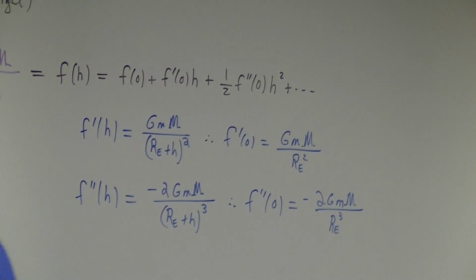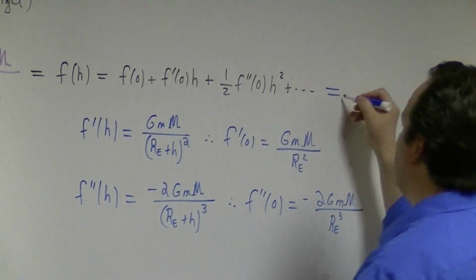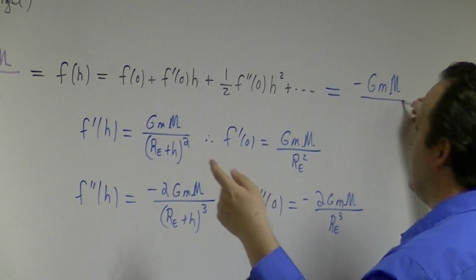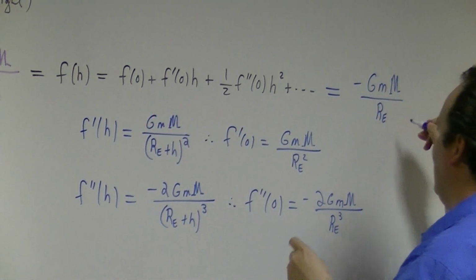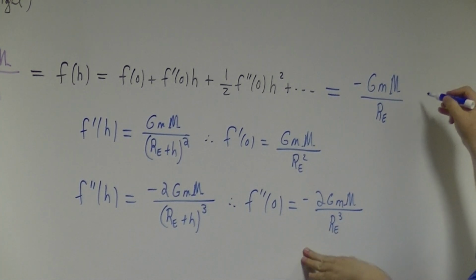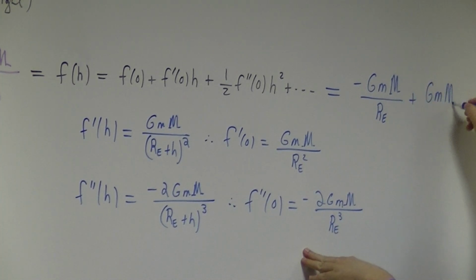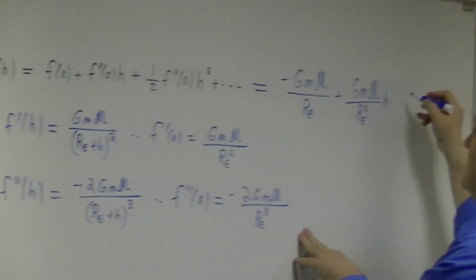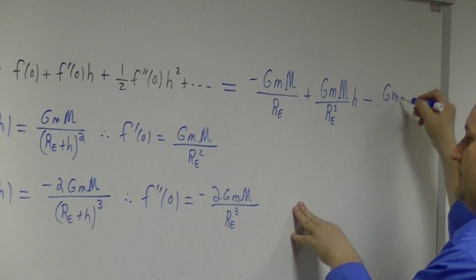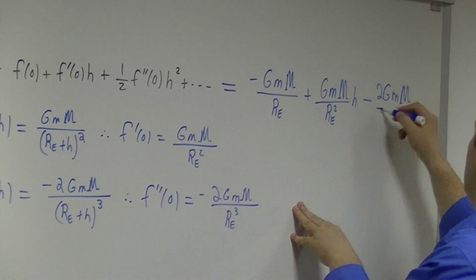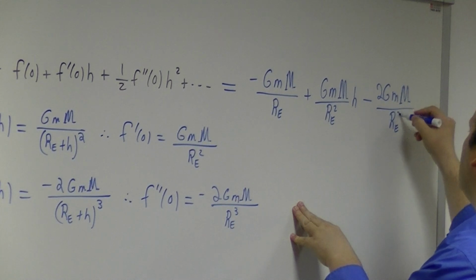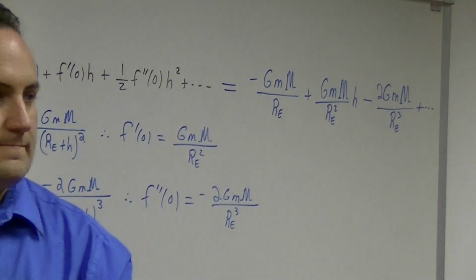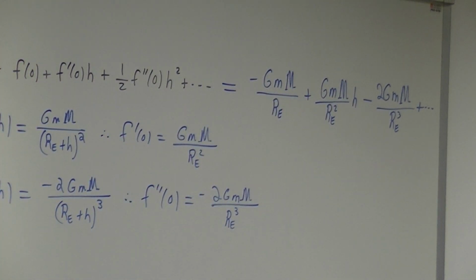What's f of 0? So f of 0 would be minus G M divided by what? Just the radius of the Earth. So I have this term, plus G M over the radius of the Earth squared times h, minus 2 G M over the radius of the Earth cubed, and so on. This is an alternating series. See it? Plus minus plus minus plus minus.